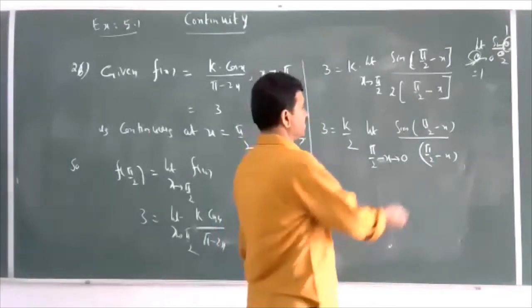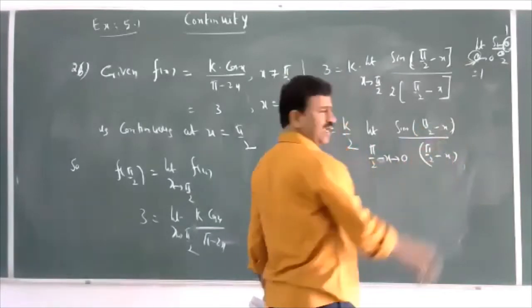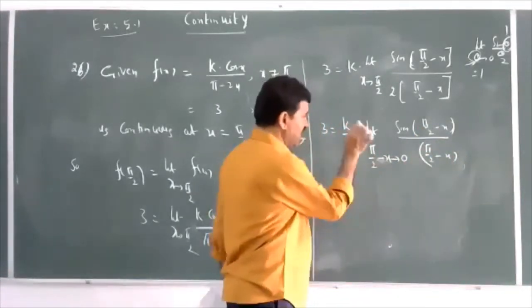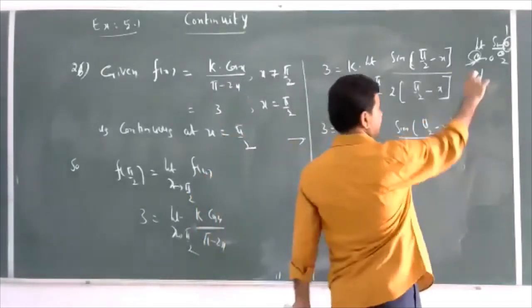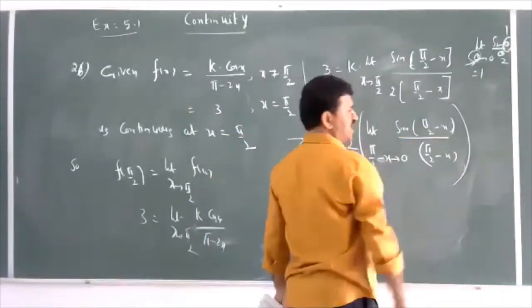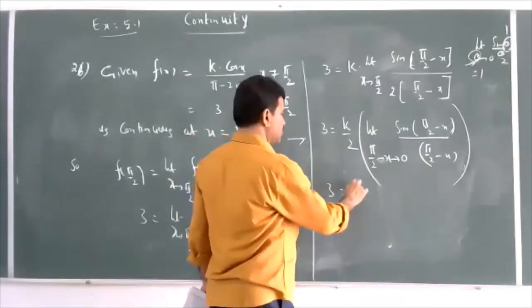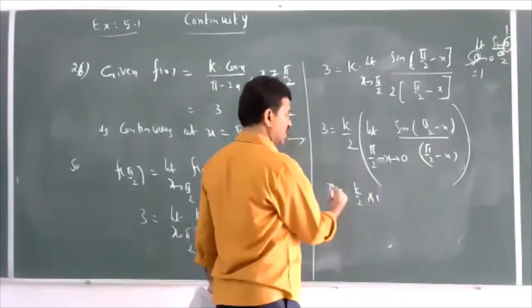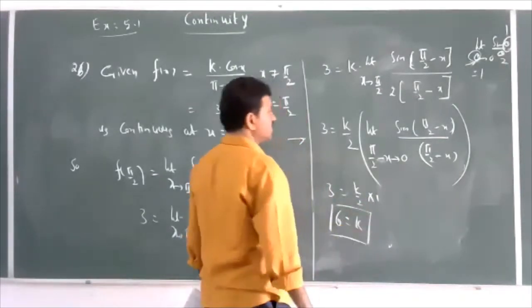Now it is in standard form. What is there inside? Pi by 2 minus x. In the denominator, pi by 2 minus x. In the limit also, pi by 2 minus x. It is required; then only the answer is 1. So now write this standard limit value 1. So 3 is equal to k by 2 into 1. Do the cross multiplication. So k is equal to 6.